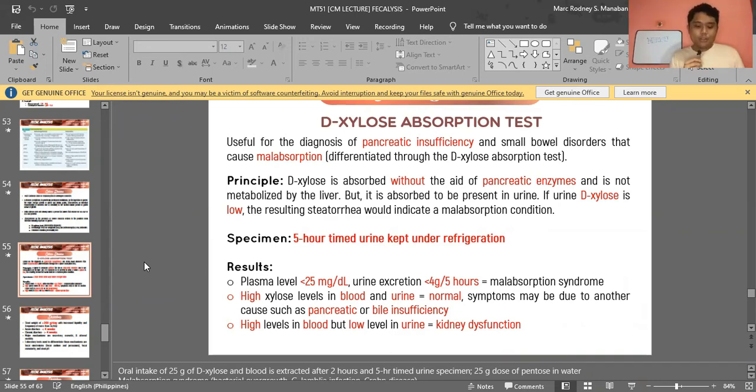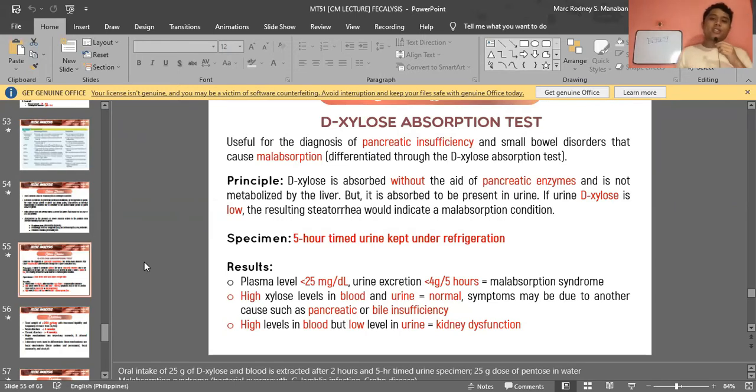Because it doesn't need pancreatic enzymes. Remember that. D-Xylose is metabolized by the liver, and doesn't need your pancreatic enzymes to be digested. It's freely reabsorbed, okay? And it appears in the urine, okay? So therefore, our specimen here is a 5-hour timed urine specimen. So let's look at the results. If the plasma level is less than 25 mg per dL and urine excretion is also low, then the cause of steatorrhea is malabsorption.